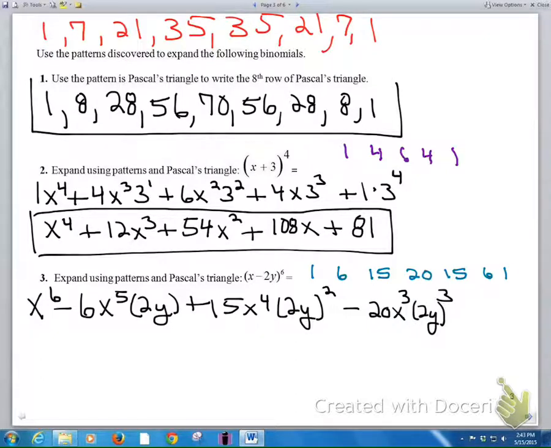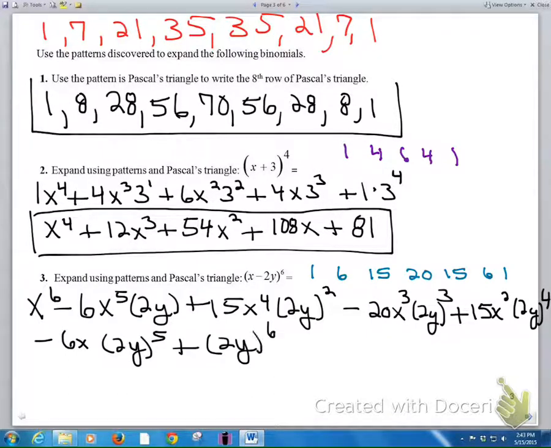So then you've got 20, and I took 20 from the row of Pascal's triangle, what I have in blue. Then it's x to the 3rd because the x's are going down and the 2y's are going up. So it's 2y cubed. The exponents always add up to 6 in each term. So then we go back down to 15. The x exponent keeps going down. The 2y exponent keeps going up. And our last term here, and we alternate plus and minus.